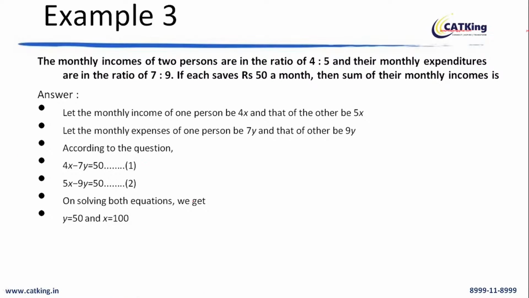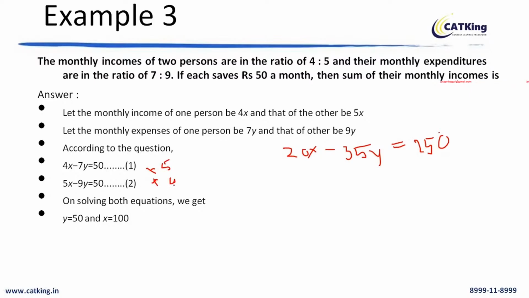Alright? Now, how did they solve this question? So, we have to solve for either x or y. Alright, so we'll try and go with x. Okay, so 4x minus 7y becomes 20x minus 35y, which is going to be equal to 250. So what we did, we multiplied the first equation by 5. Now we will multiply the second by 4 so that the value of x becomes the same.